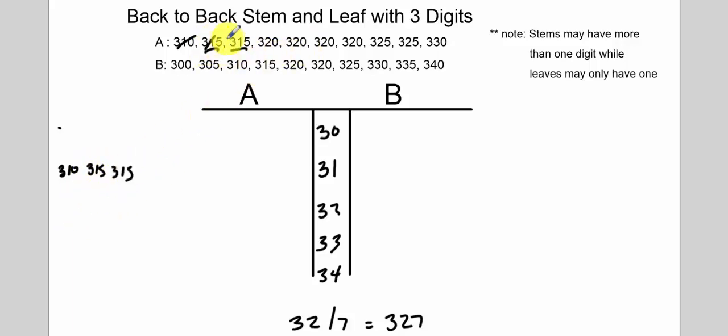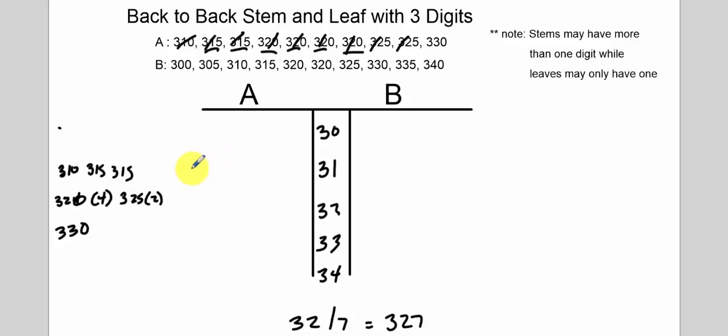And then I'll move to the 320s, and it looks like I've got 1, 2, 3, 4 320s. And I'm just going to do this. I'm going to put a 4 right there just to save some room. I've got two 325s. And then I've got one 330.